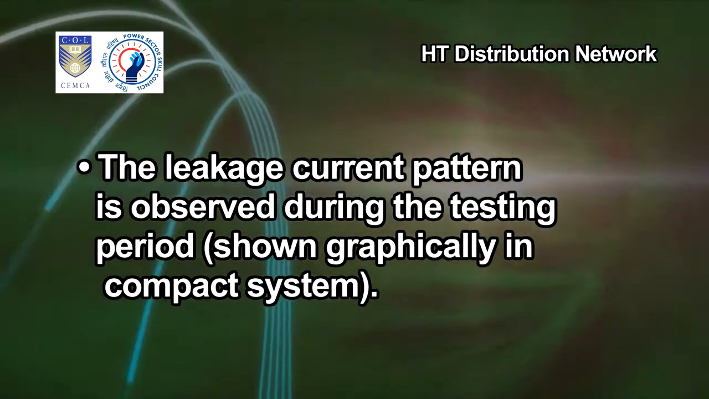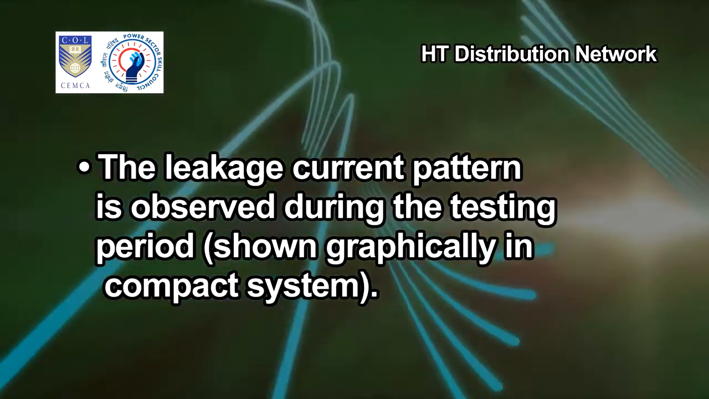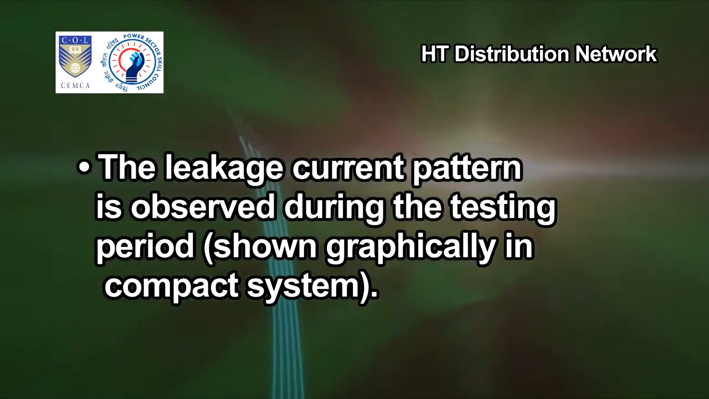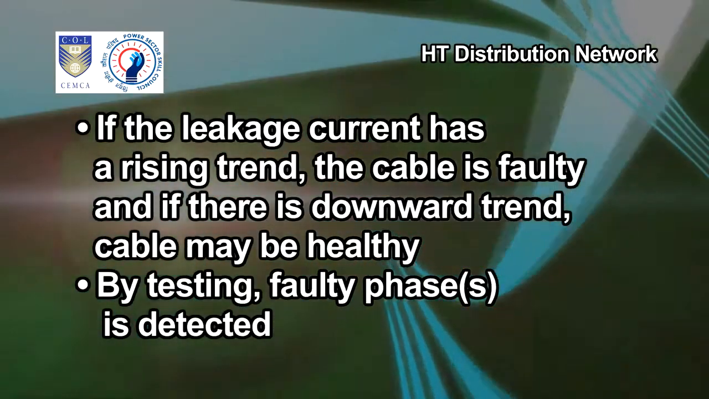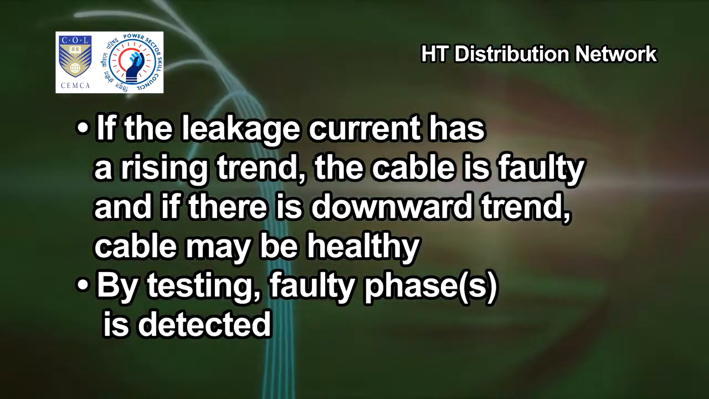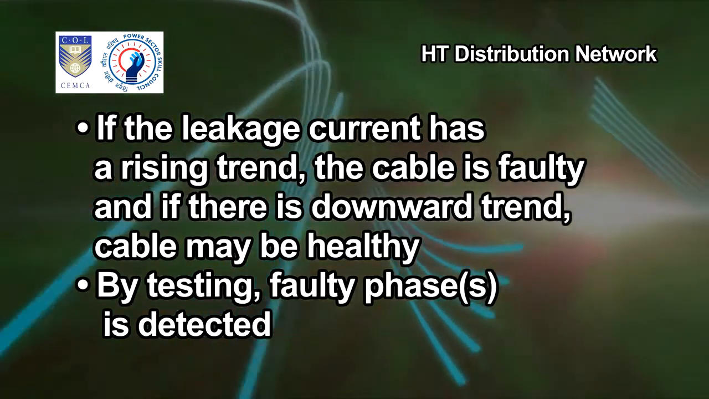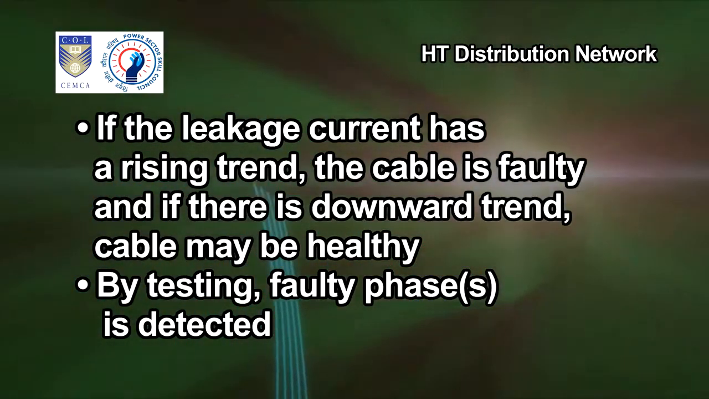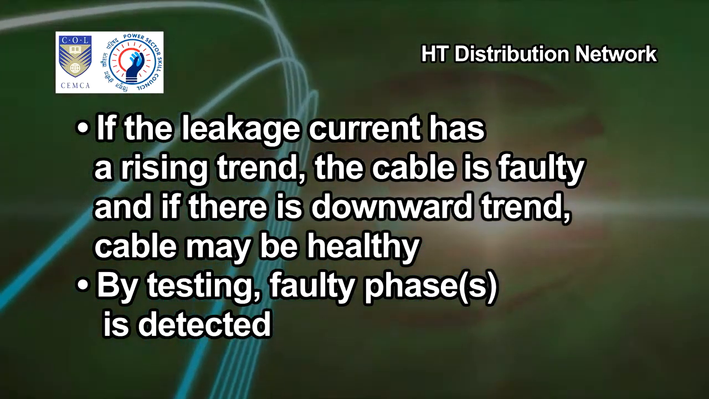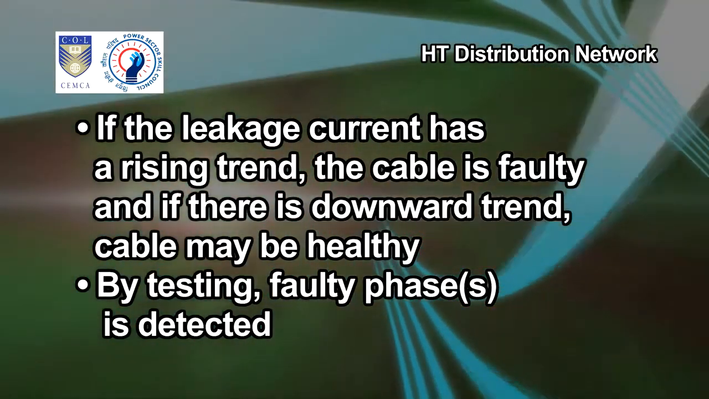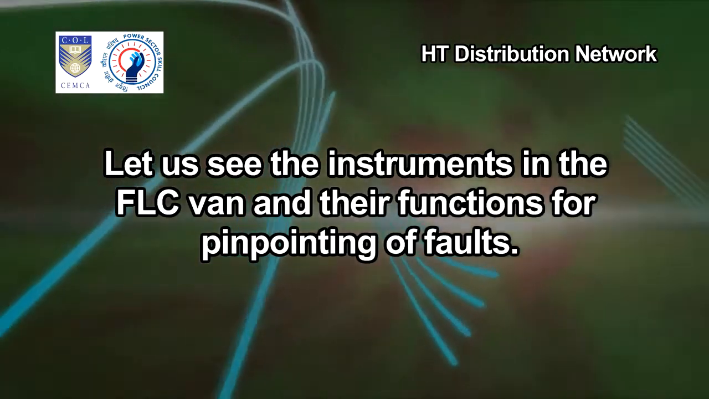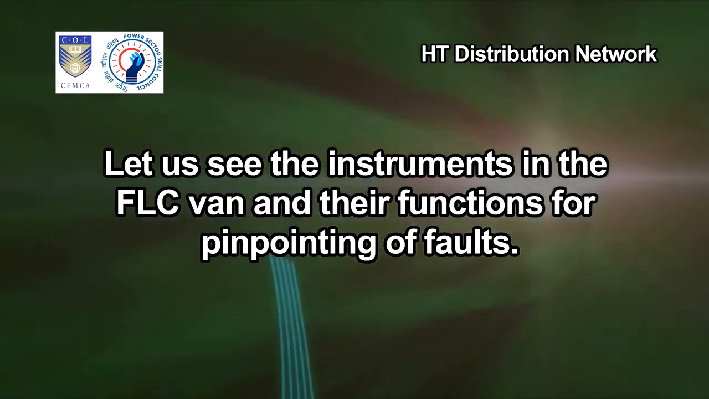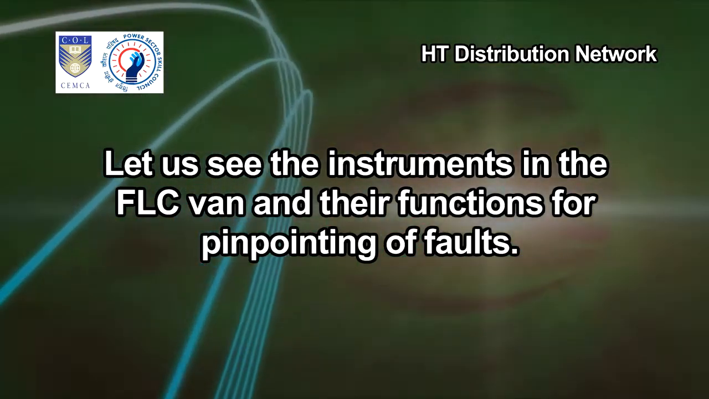The leakage current pattern is observed during the testing period, shown graphically in the compact system. If the leakage current has a rising trend, the cable is faulty, and if there is a downward trend, the cable may be healthy. By testing, the faulty phase or phases is detected. Let us see the instruments of the FLC van and their functions for pinpointing of faults.